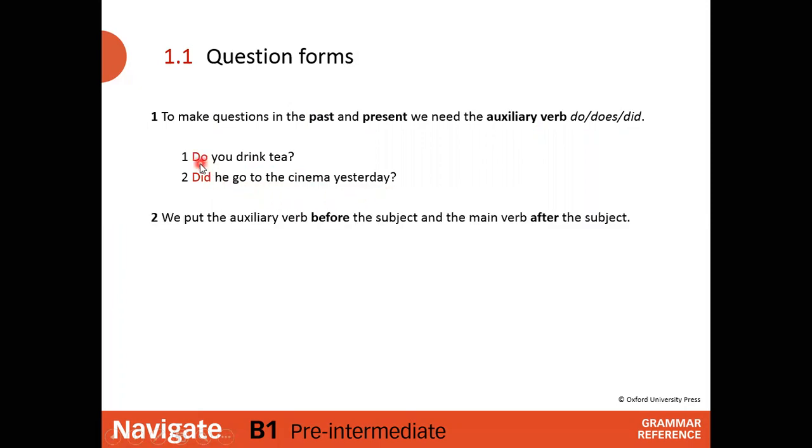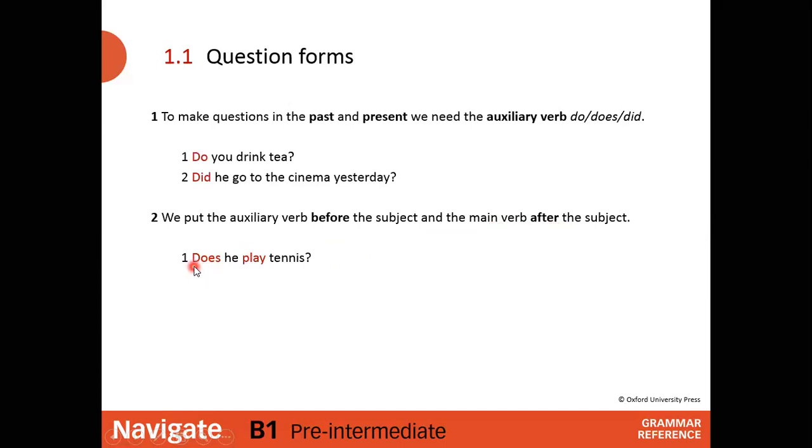So here you can see do. This is the auxiliary verb of present simple, and did is the auxiliary verb of past. Next rule, we put the auxiliary verb before the subject and the main verb after the subject.